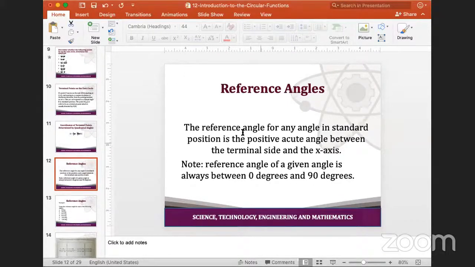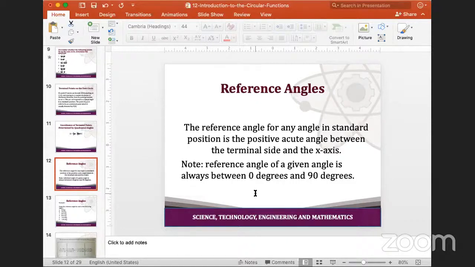So, pag sinabi nating reference angle, the reference angle for any angle in standard position is the positive acute angle between the terminal side and the x-axis. So that is the reference angle. The reference angle of a given angle is always between 0 degrees and 90 degrees. So lagi nating tatandaan na when we have a reference angle, it should not be more than 90 degrees because the angle should be between 0 and 90.